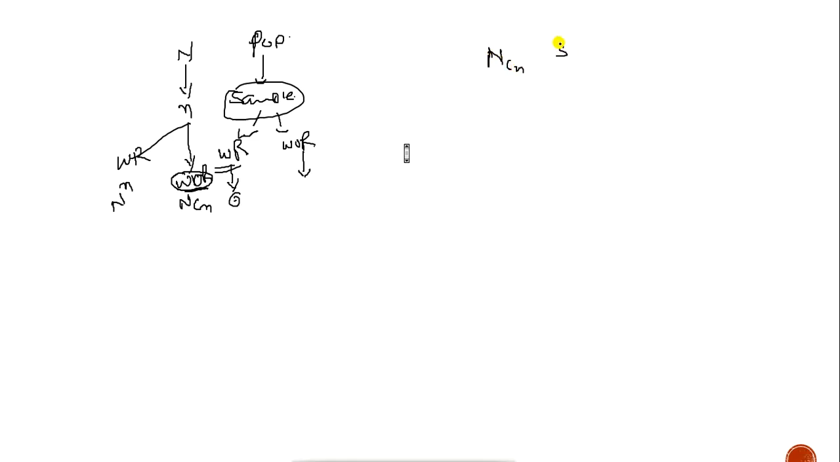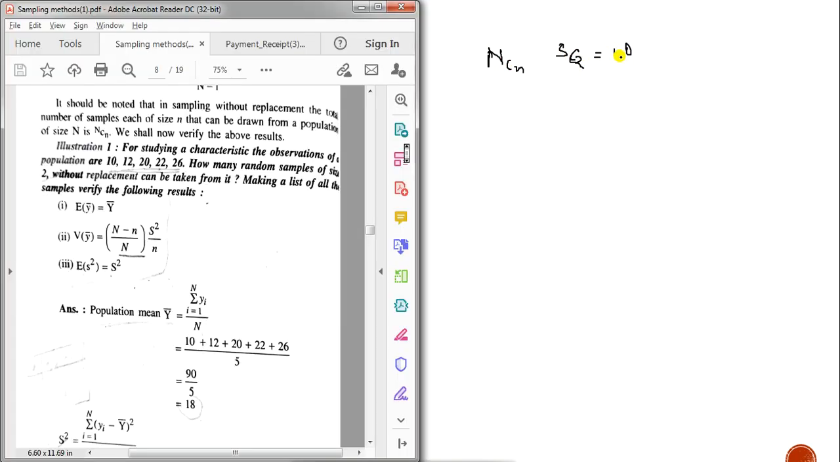So we have 5 observations, and we are going to take 2 observations as a sample. So it could be 10 samples. Now let us check it in the book. But before that, let me introduce the LHS and RHS. What is the question? Make a list of all samples and verify the following results. So using all these population observations, first we need to derive some samples, and after deriving those samples, we need to verify the results.